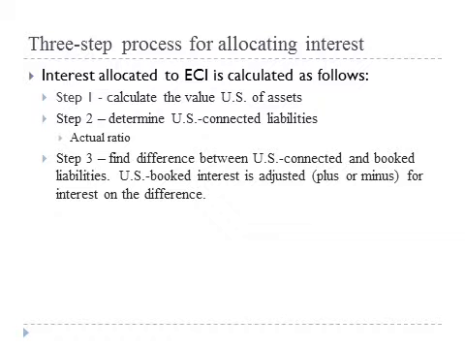Then, U.S. booked liabilities are identified. These are liabilities recorded on the books of the U.S. business. These liabilities are compared to the U.S. connected liabilities calculated above, and the interest associated with the difference between the two liabilities is added to or subtracted from interest recorded on the books of the U.S. business.